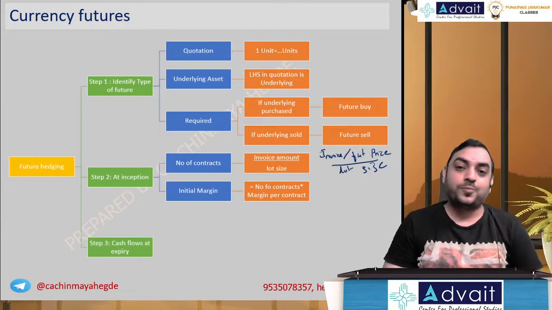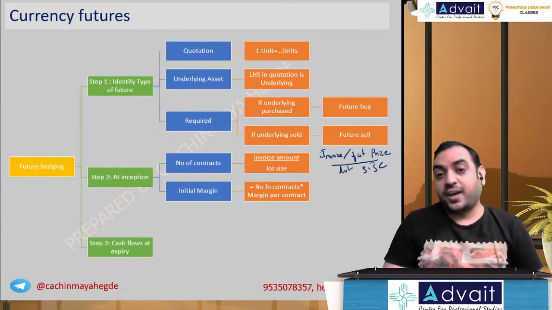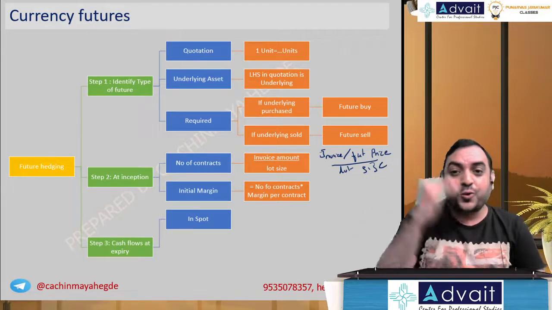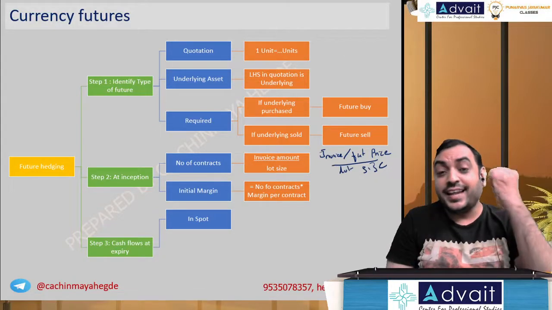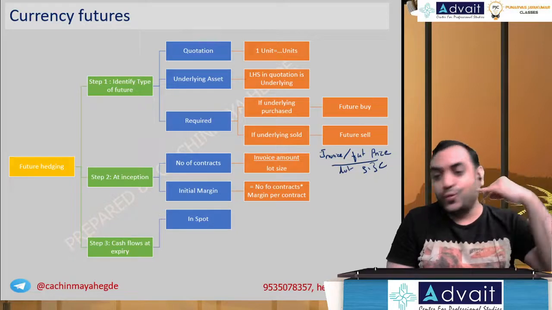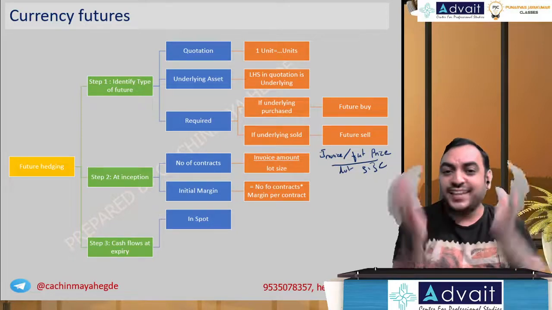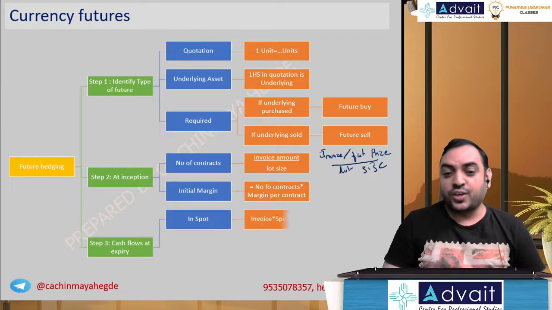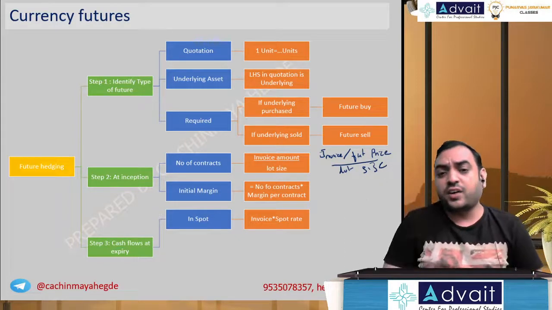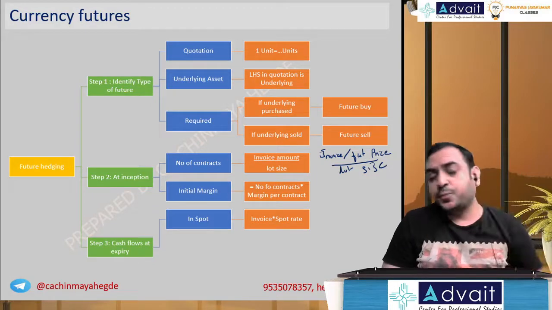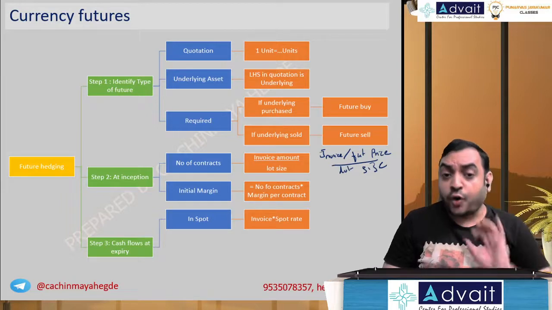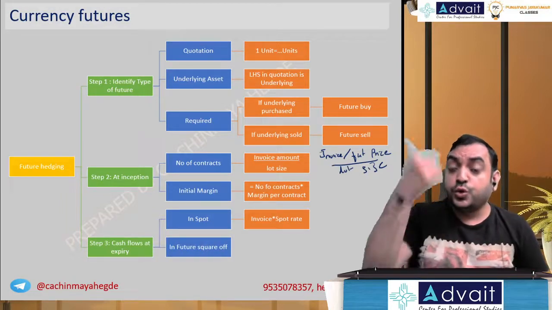I'll show you how. Cash flow at expiry. Three types. Remember in future, easy to remember. What do you do in future? Arbitrage, I told you. SFM. In spot market, what do you do? In future market, what do you do? In money market, what do you do? Net position. In spot market, you go to the spot market and sell: invoice amount into spot rate. Spot sell if it is for an exporter, spot buy for an importer. In the future market, you do square off.